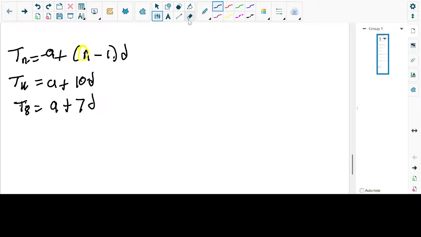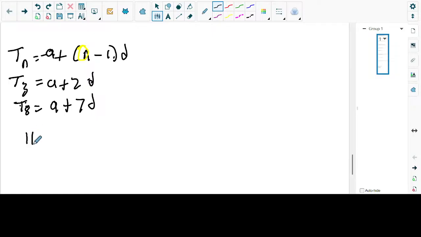So with this formula, we made a mistake. It's supposed to say T3. Where we see n, we're going to substitute 3. So it says A plus 2D. So 11 is going to be equal to A plus 2D.